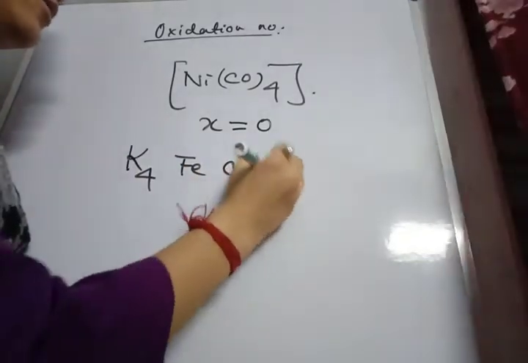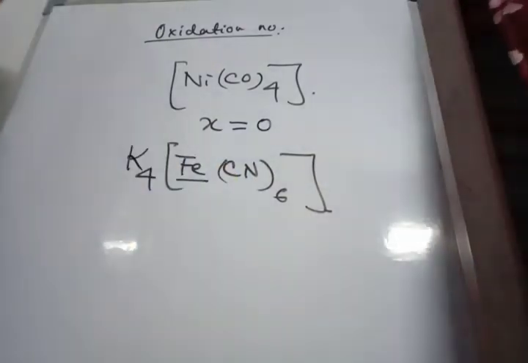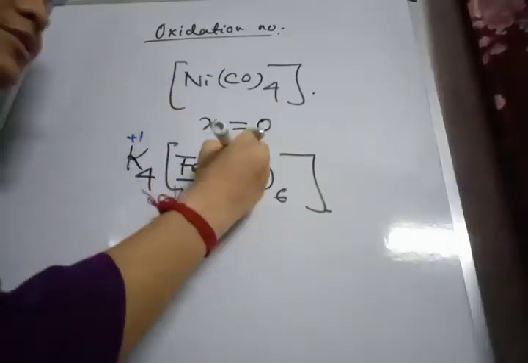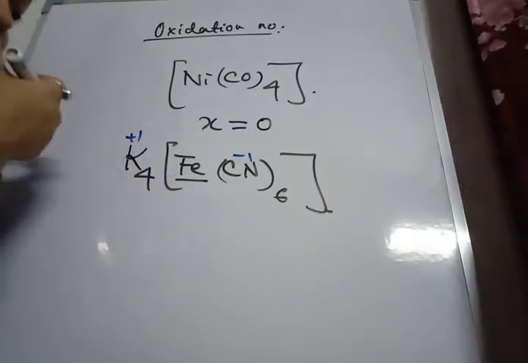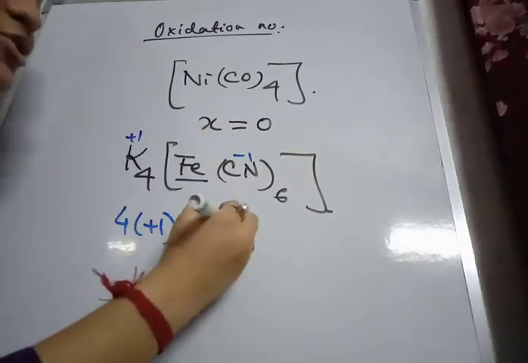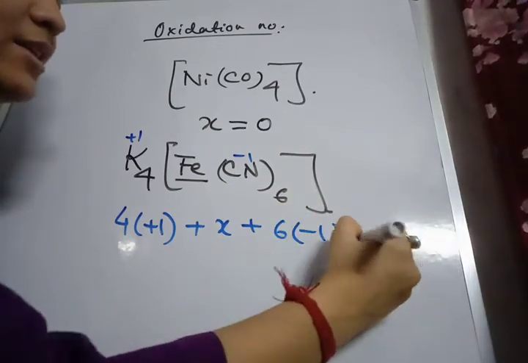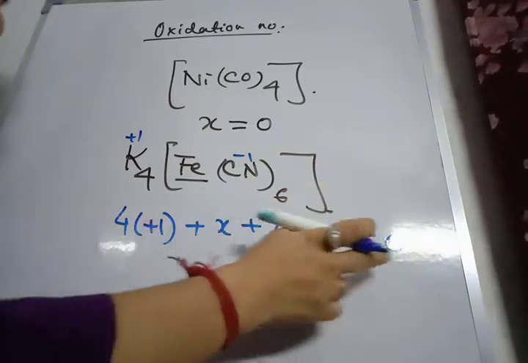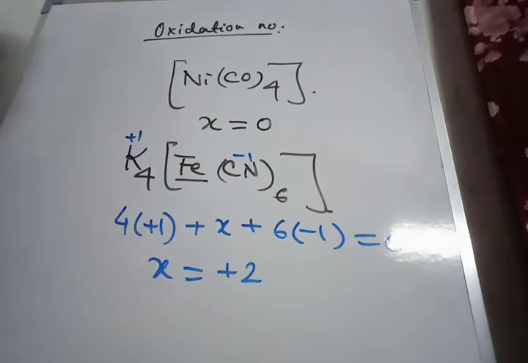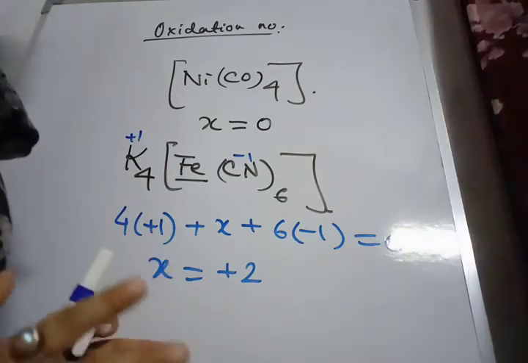Okay, next, potassium ferrocyanide. Calculate the oxidation number of iron in potassium ferrocyanide. So we know that potassium has +1 charge and cyanide is an anionic ligand with -1 charge. So what will be the oxidation number of Fe? It is 4 into +1. Let the oxidation number of Fe be X. Then here 6 into -1 equals 0. Overall charge is 0, so we are writing equals to 0. Now X equals how much? X equals +2. Okay. So this way we have to calculate the oxidation number of the central metal atom.